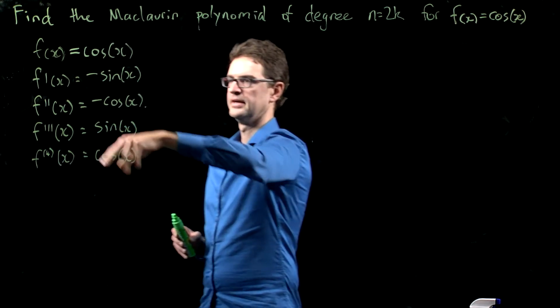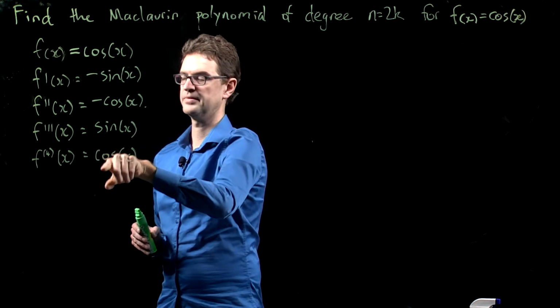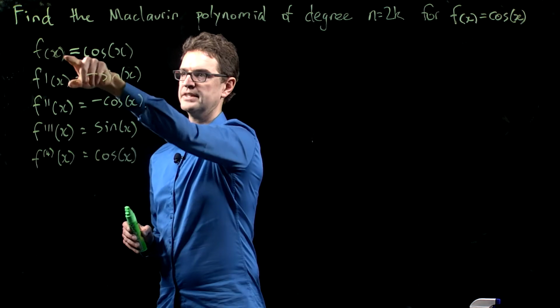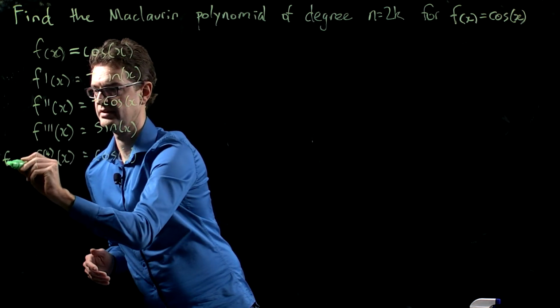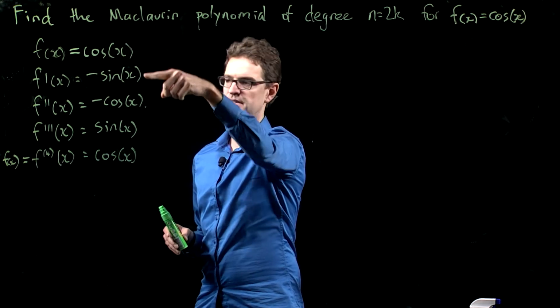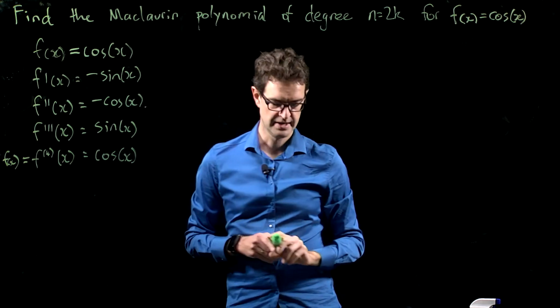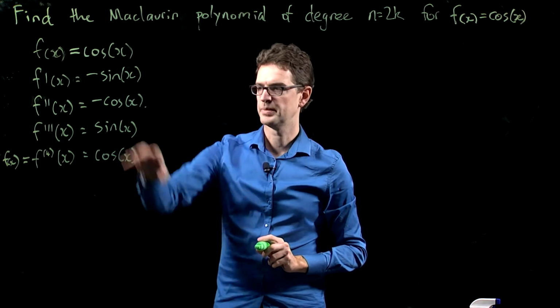So actually, this cycle goes around and around again. The fourth derivative of cosine x is the same as f of x itself. And the fifth derivative will just be the same as the first, the sixth the same as the second, and so on and so forth. So that's the first piece of the puzzle, the derivatives.